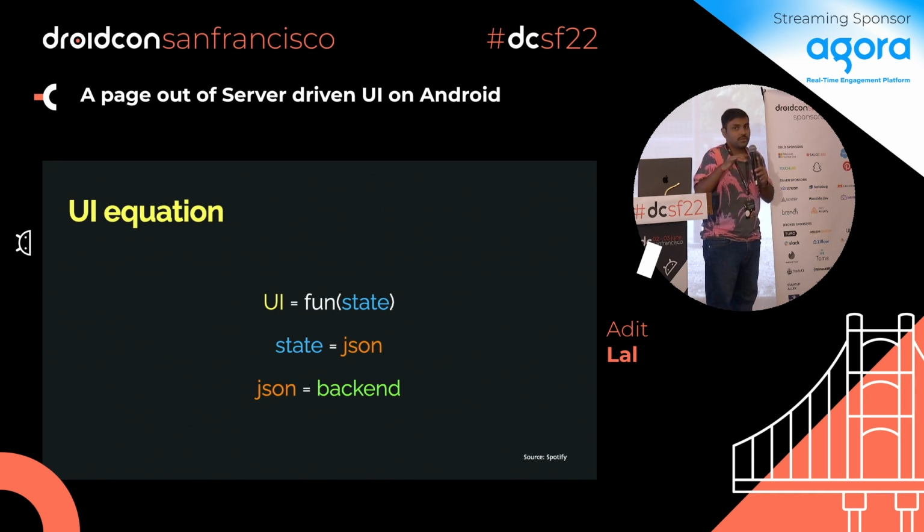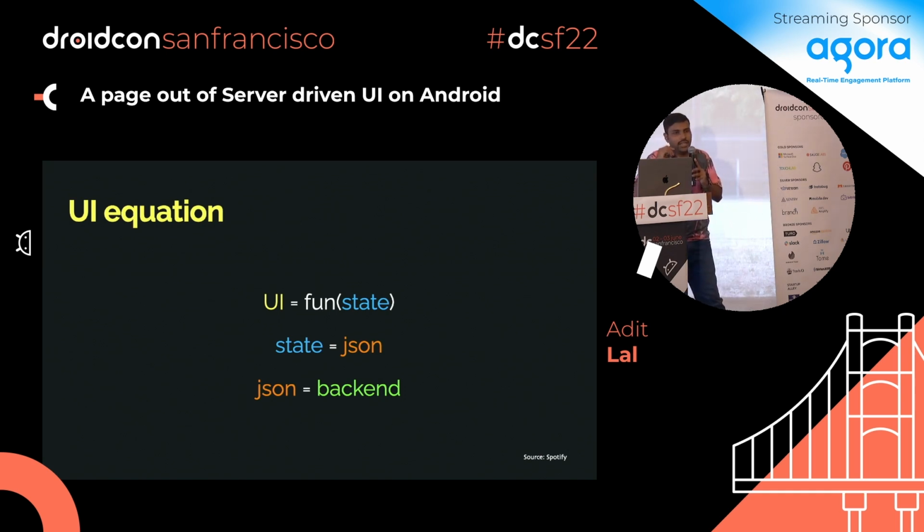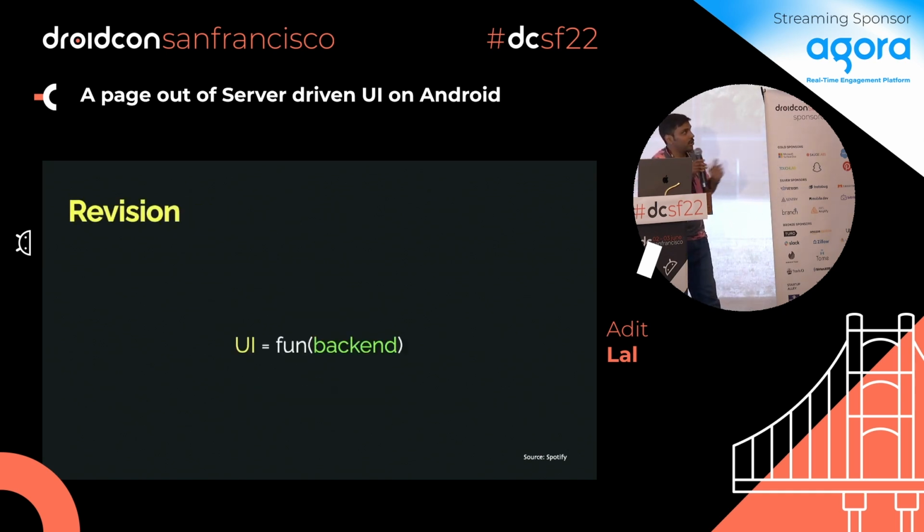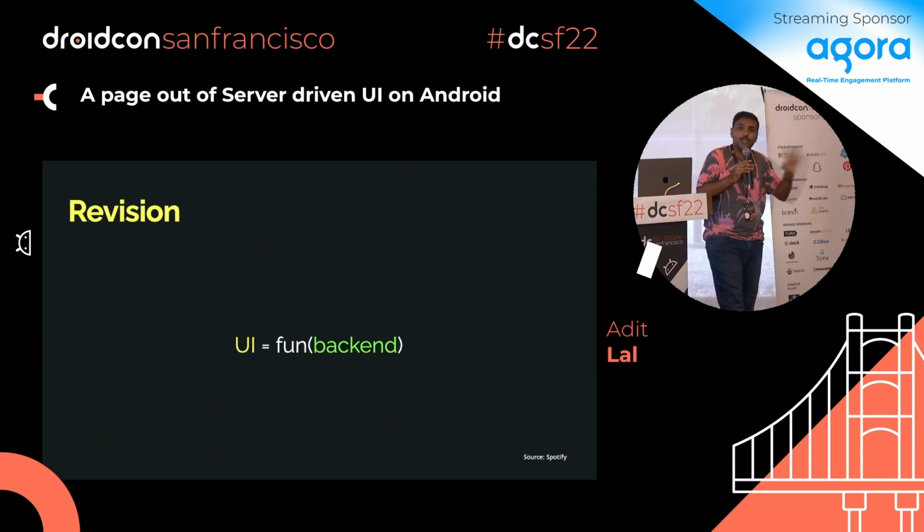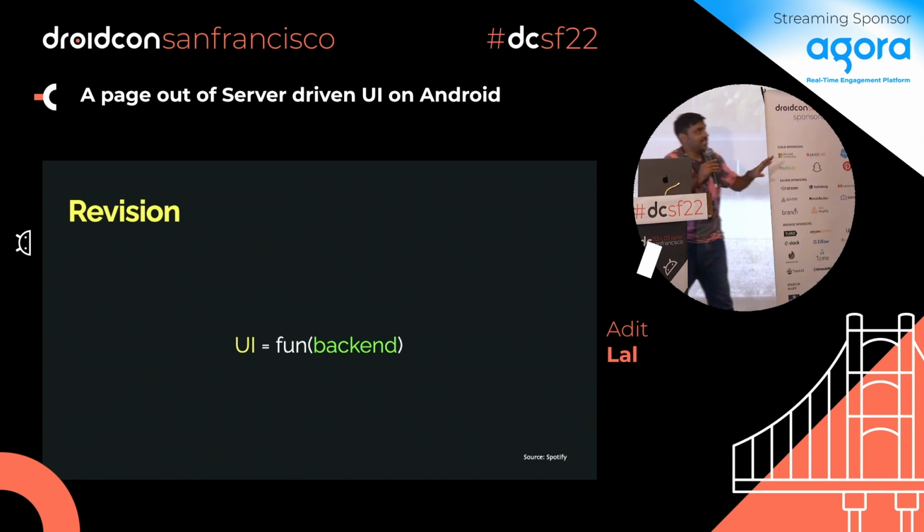You can also say JSON comes from backend, right? So in reality, I'm changing the equation. I'm going to say UI is a function of backend. That's what the concept is all about. Now, this is just a very plain and simple idea of what we're trying to achieve here. I want to draw UI based on what the backend tells me.